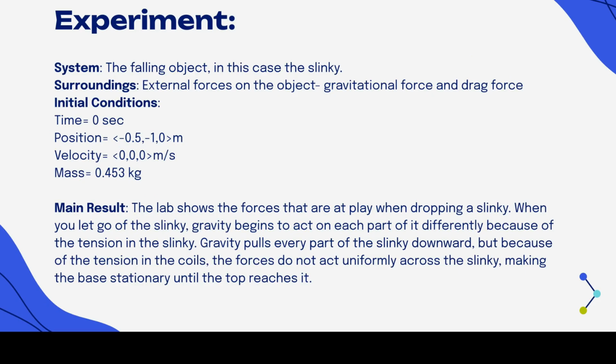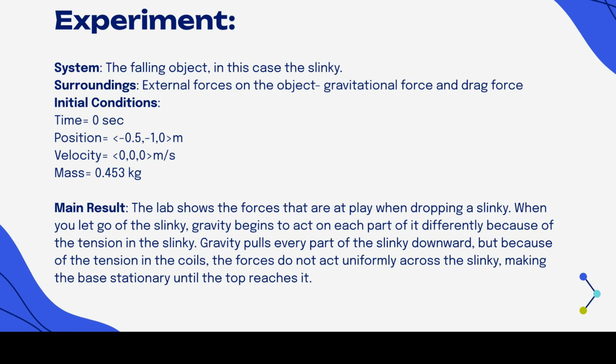In the experiment, the system is the falling object, in this case the slinky, and the surroundings are the external forces, so gravitational force and drag force. The initial conditions are time is 0 seconds, the position is -0.5 and -1 meters, the velocity is 0, and then the mass of the slinky is 0.453 kilograms.